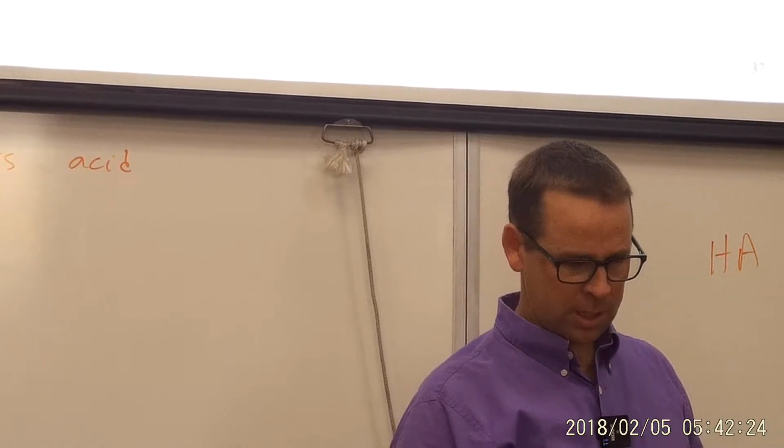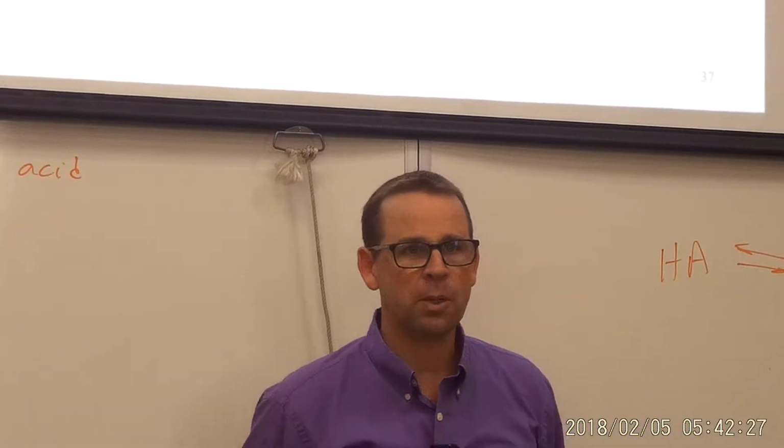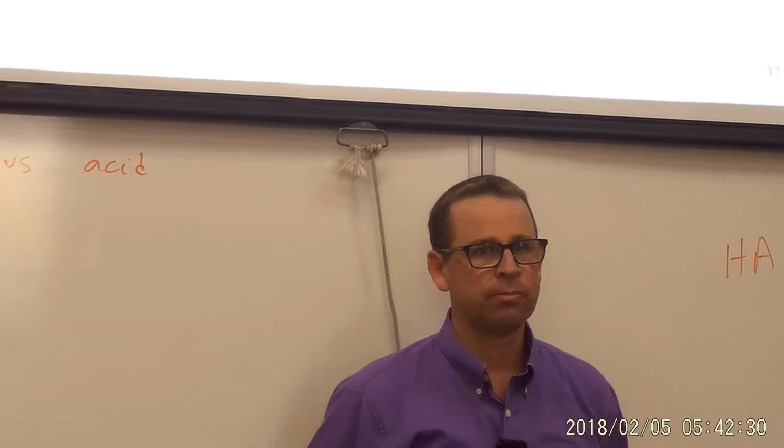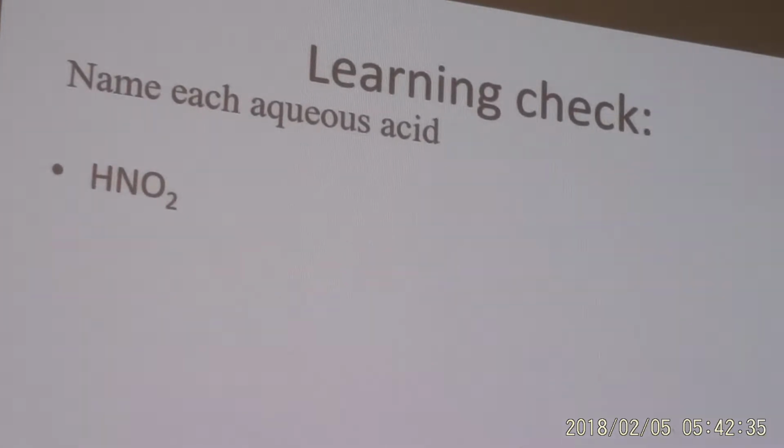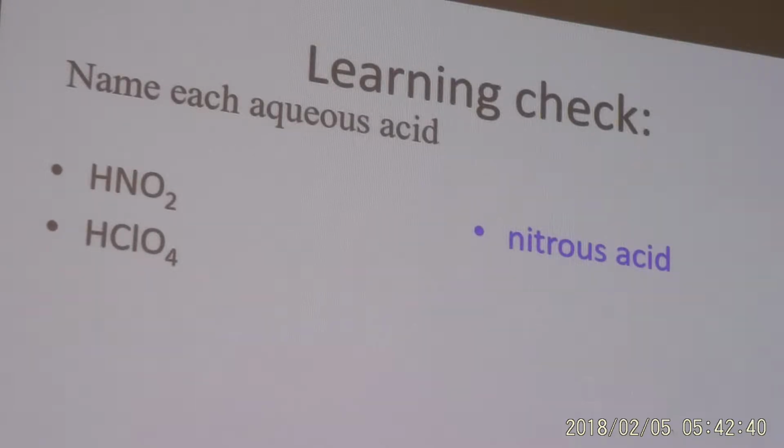Okay, so then, how about this? HNO2. What did we decide the name of this acid was? Nitrous acid. Very good. It's the nitrite ion, and ite goes to ous. Nitrous acid. How about HClO4? So we have to look at our polyatomic ion chart. Perchloric. Very good. Perchlorate ion, ate goes to ic. Perchloric acid.